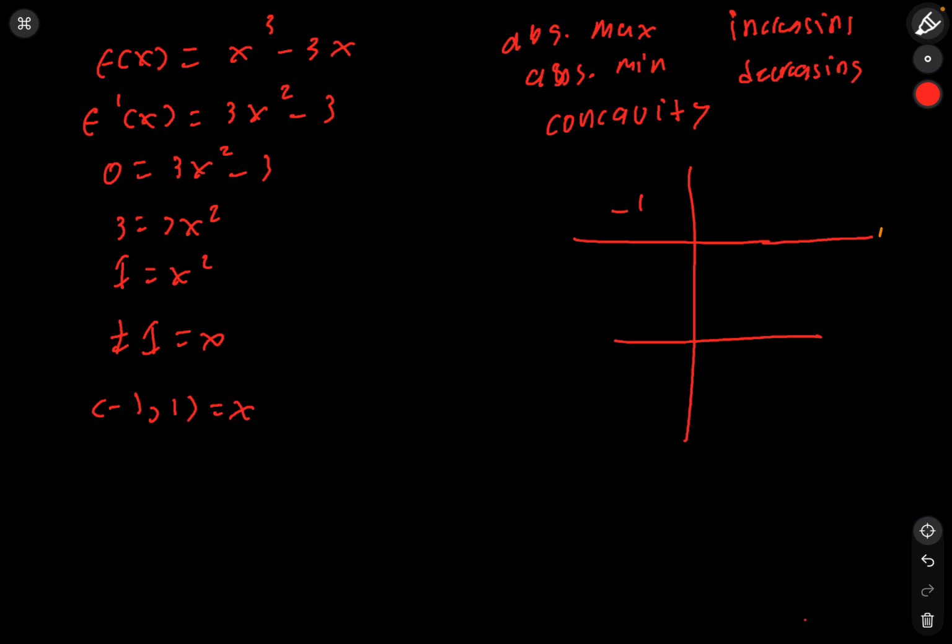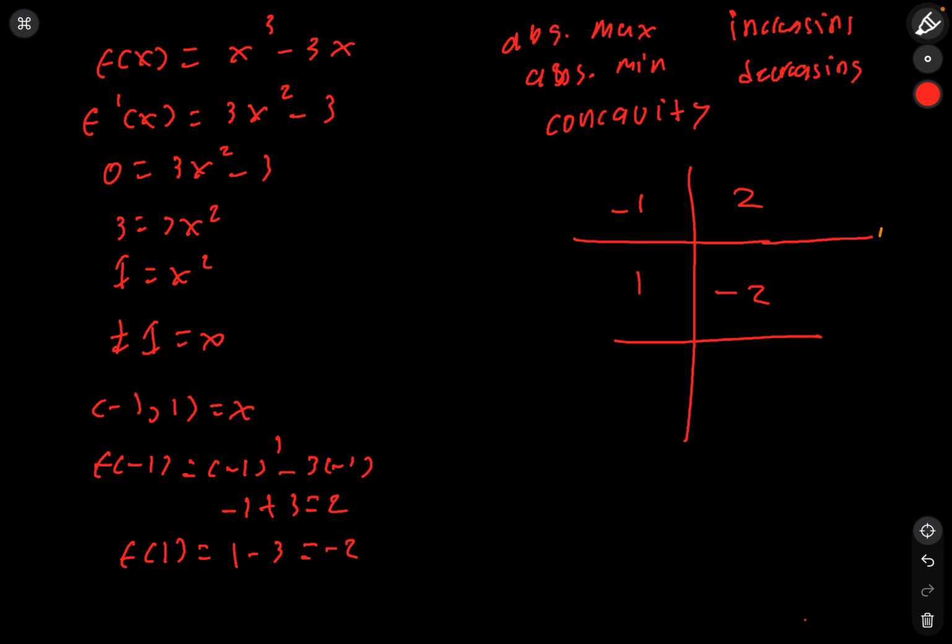So we have -1 and 1. f(-1) is equal to (-1) cubed minus 3 times -1, which is -1 plus 3, which is equal to 2. Then we have f(1), which is equal to 1 cubed, which is just 1, minus 3, which is equal to -2. So therefore, we have our absolute max of 2 and our absolute min of -2.